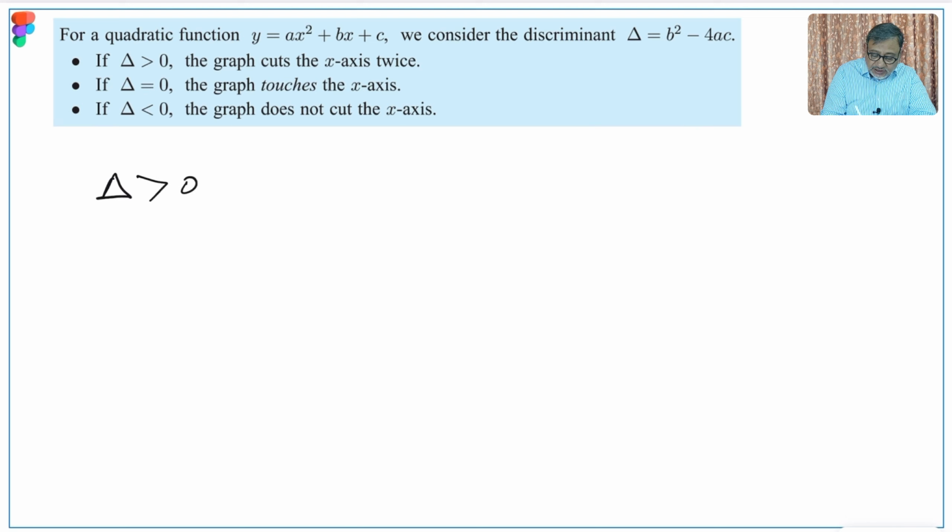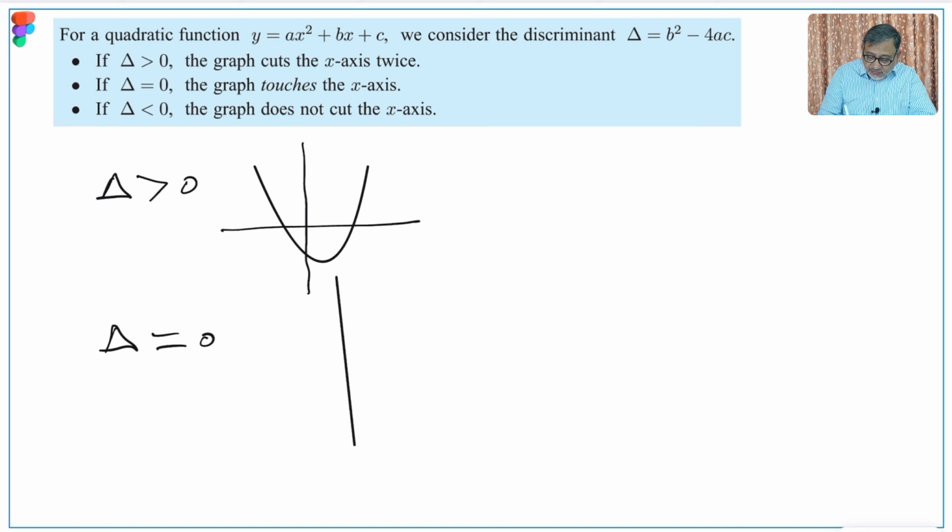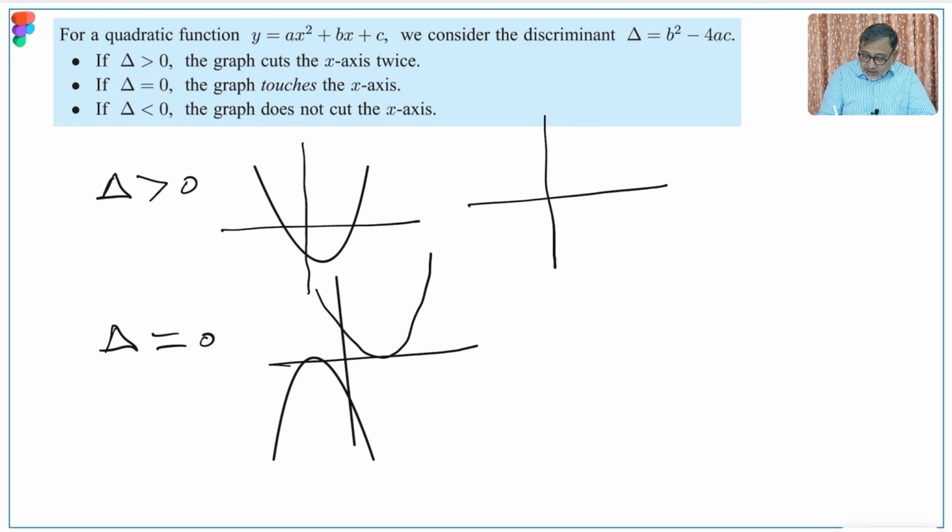When delta is greater than 0, your graph is something like this, okay. So it will meet in 2 points. When delta is equal to 0, your graph will touch the x-axis, so maybe like this, okay. It will touch the x-axis, or it may also touch from the lower side. Similarly, here also the graph may be upside down, the concavity may be downwards, okay. But still there will be two roots here, one here, okay.